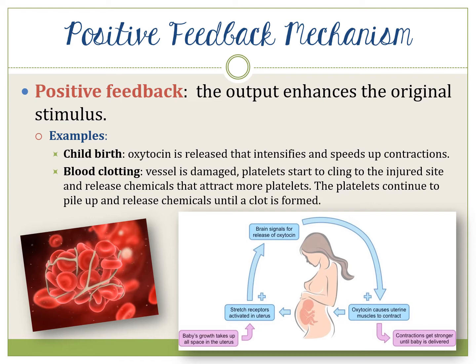And in this image down here, we see that the baby's growth takes up space in the uterus, and there are stretch receptors that are activated in the uterus. The brain signals for the release of oxytocin, and that oxytocin causes uterine muscles to contract, and those contractions get stronger and stronger until that baby is delivered. That's something that we normally wouldn't have. That's not a set point or a set value of the body, but in this situation, we need this feedback mechanism in order to ensure that the birthing process goes smoothly and that that woman can deliver her child.